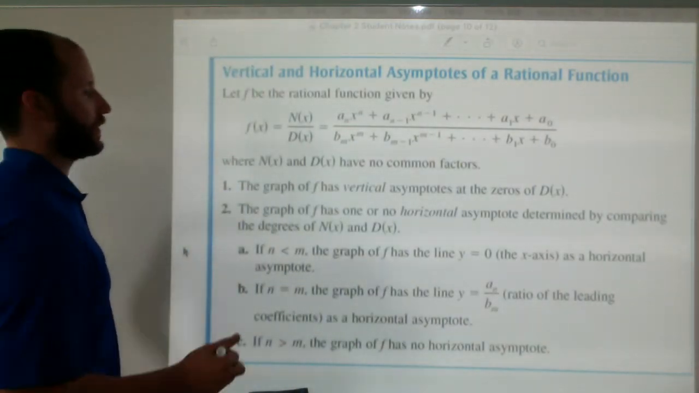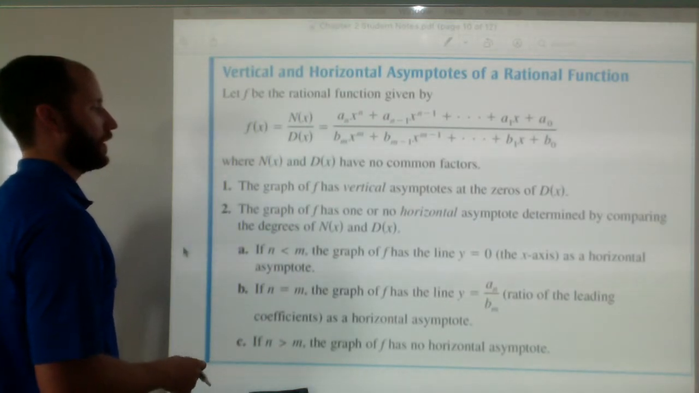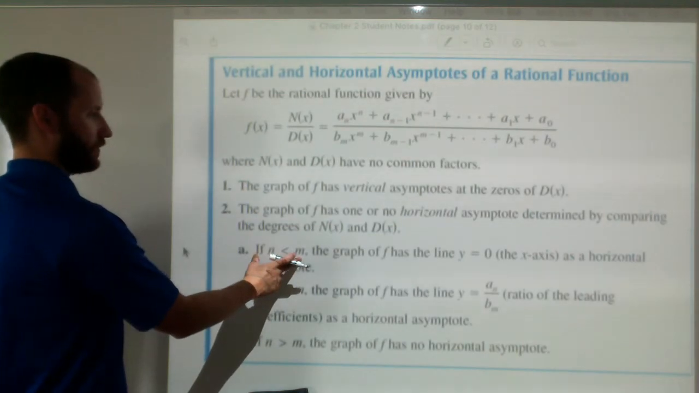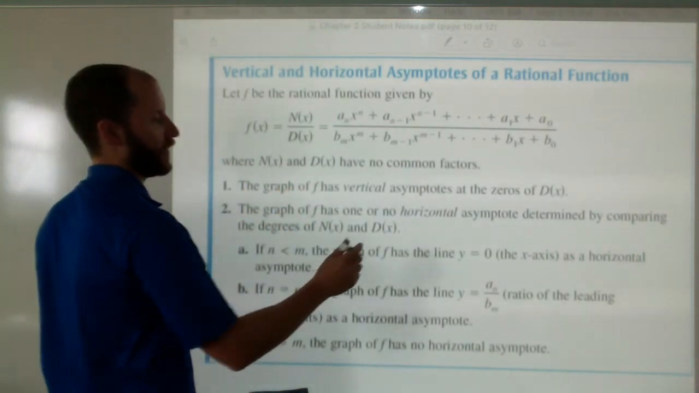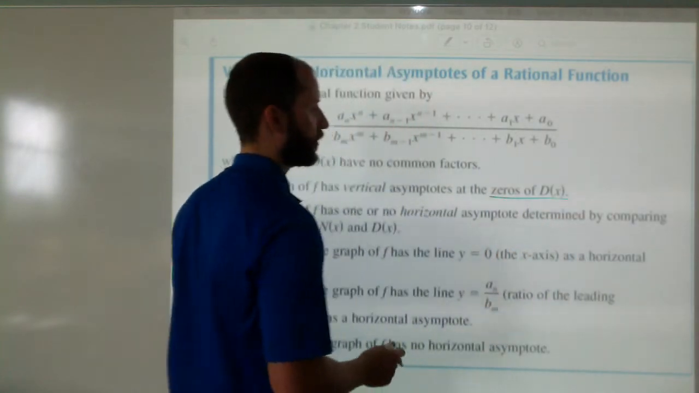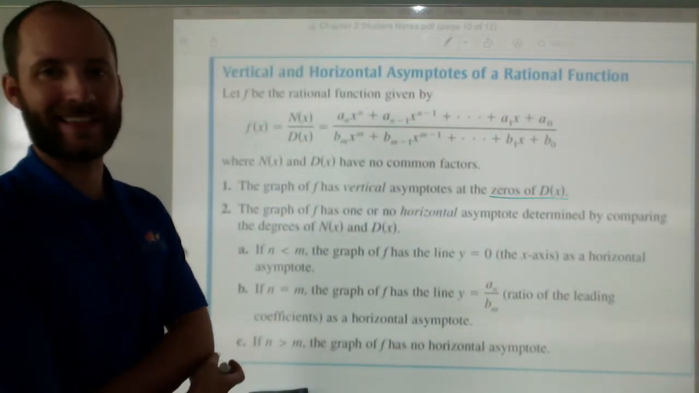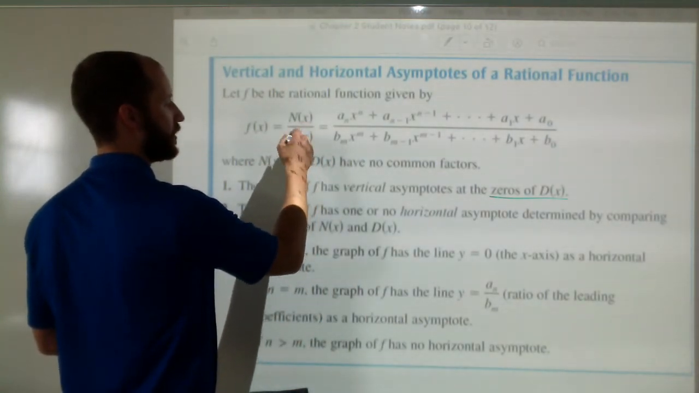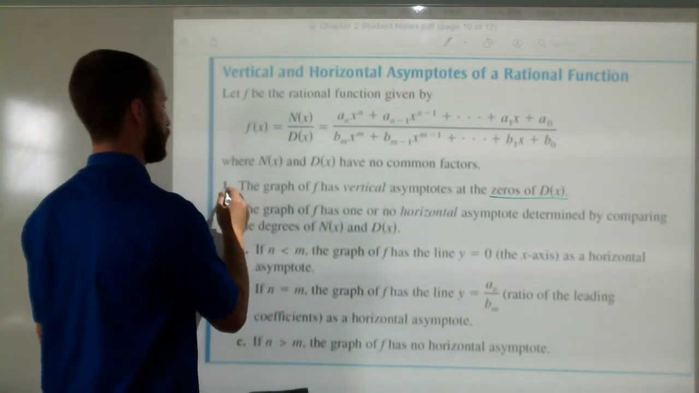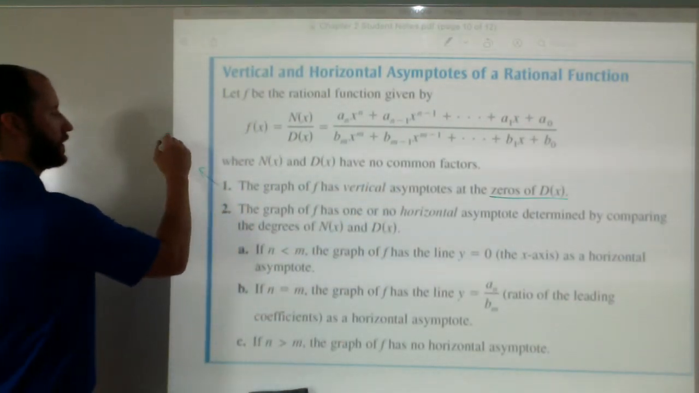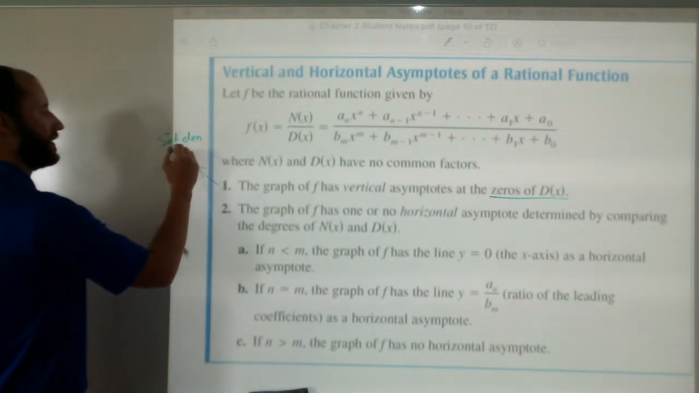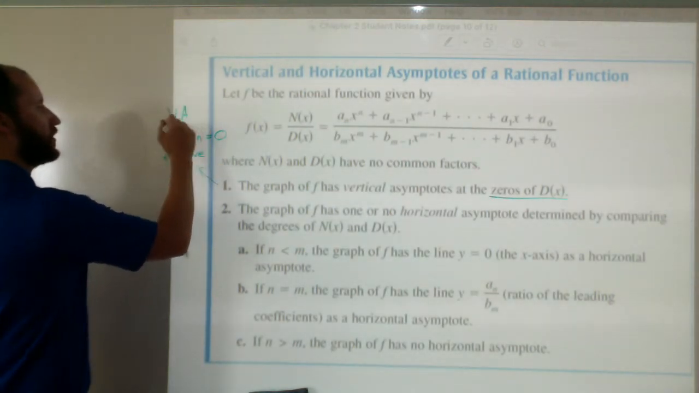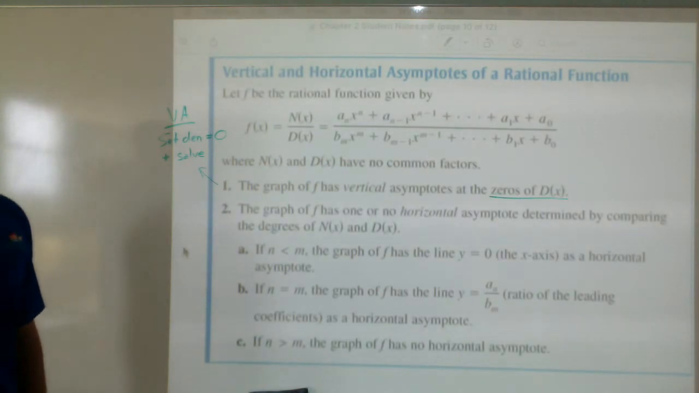So there's really three cases for the asymptotes. All right? Vertical asymptotes, those are at the zeros of d of x, the denominator of your rational function right here. So whatever's in the denominator, take your denominator, set it equal to 0. So for number 1 here, set denominator equal to 0 and solve. That gets you your vertical asymptotes.